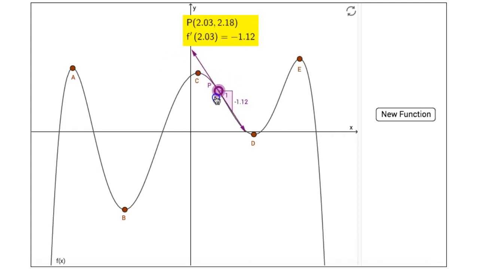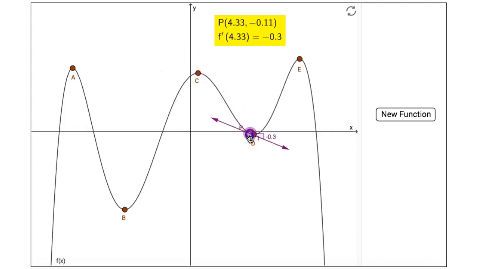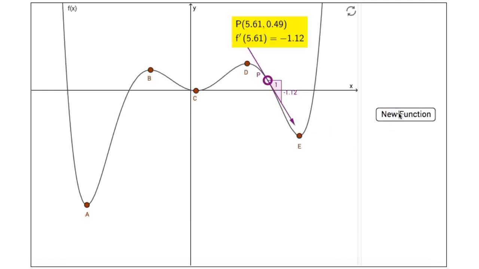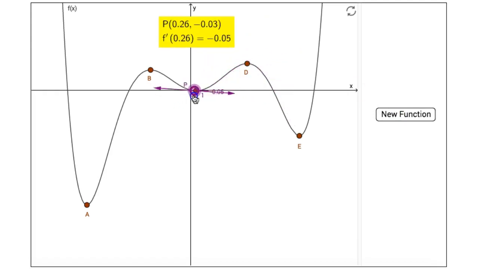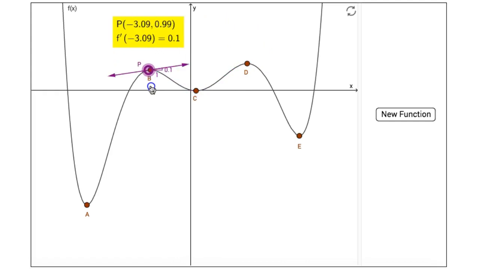As I drag to another local extremum, this time to point D, again the slope becomes 0. Clicking on the New Function button, we can explore other functions and the values of the derivatives at these local extremum, but they should always be 0.